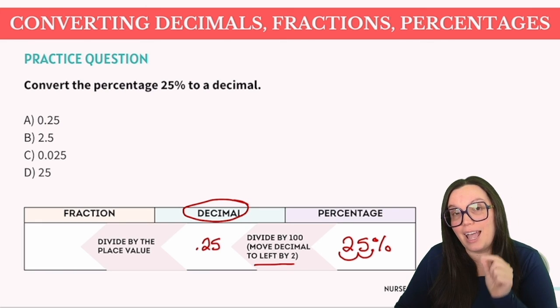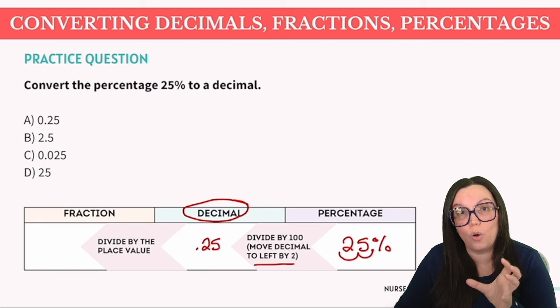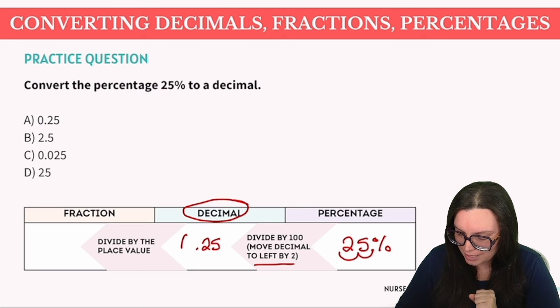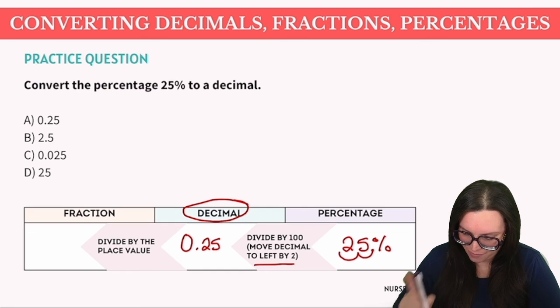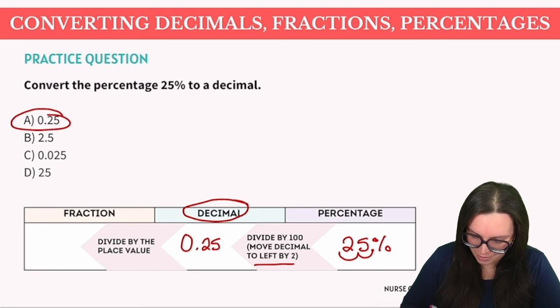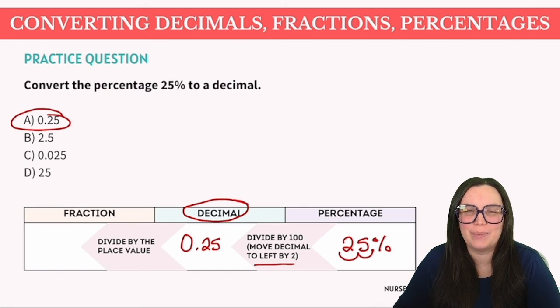But you cannot have a decimal without having a whole number in front of it. So in this case, we want to add a 0. So it's going to equal 0.25. Do we have that answer? We absolutely do. The correct answer is going to be A.